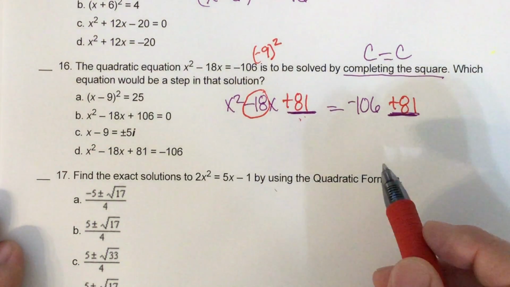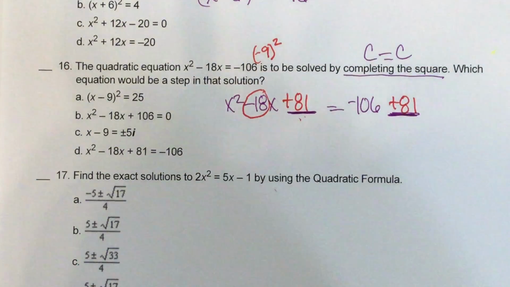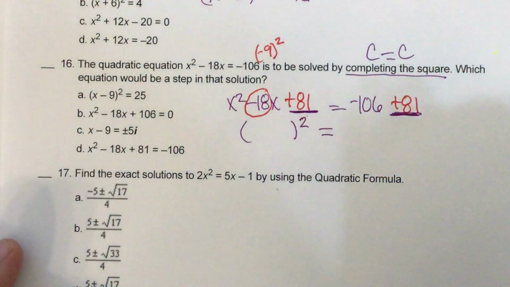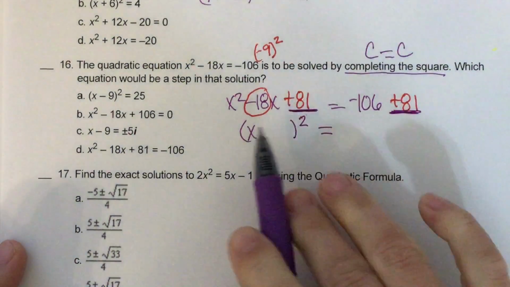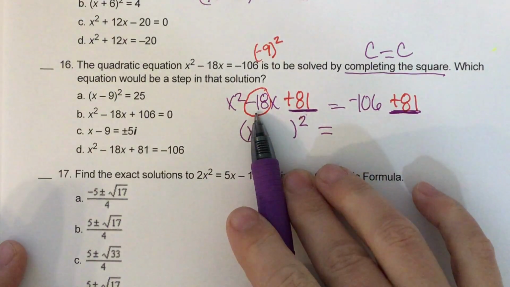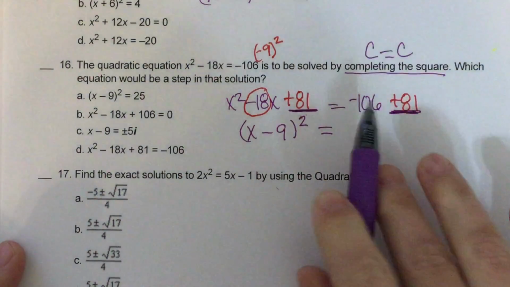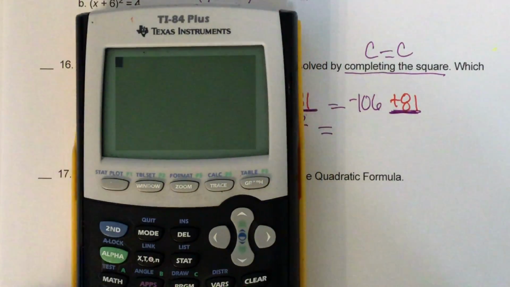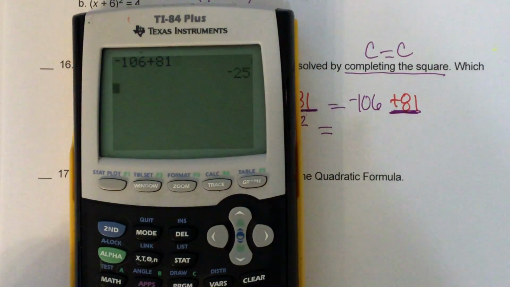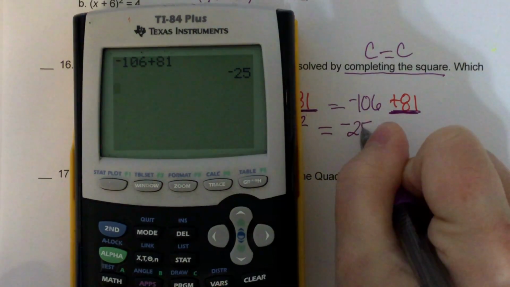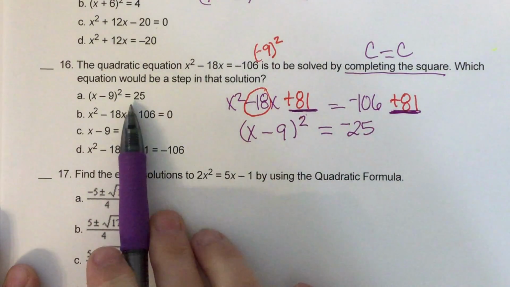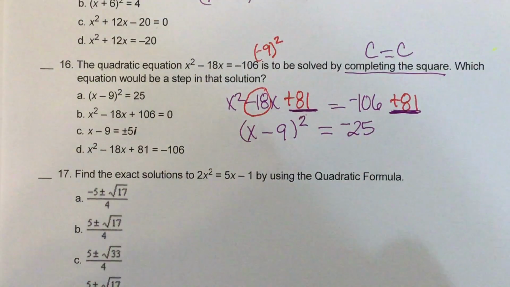Nope. Okay, so now this left-hand side, because it's a perfect square trinomial, is going to factor with the parentheses and the squared. It's whatever letter you work with, and then half of the middle number. And half of negative 18 is negative 9. And then I need to clean this side up. So I need to take negative 106 and add 81. And if I do that, I get negative 25. Okay, let's see if that's one of the steps. Ooh, it's so close. It was almost this one. Okay, so I have to keep going.